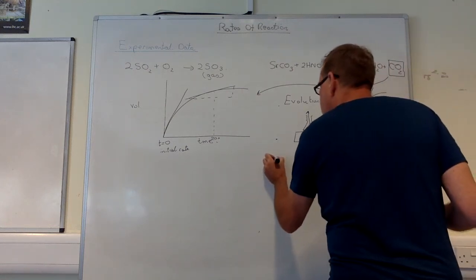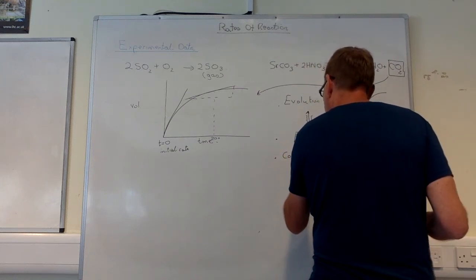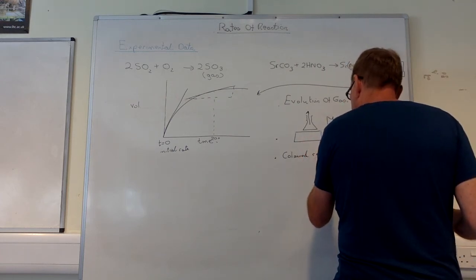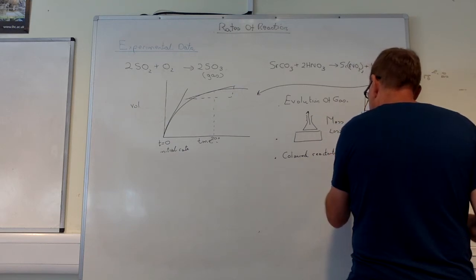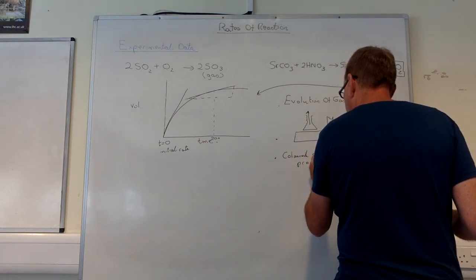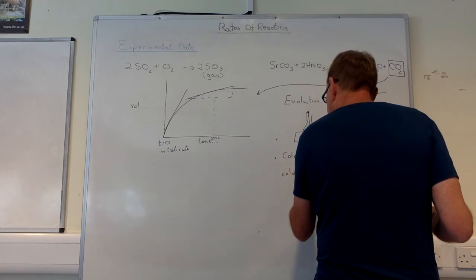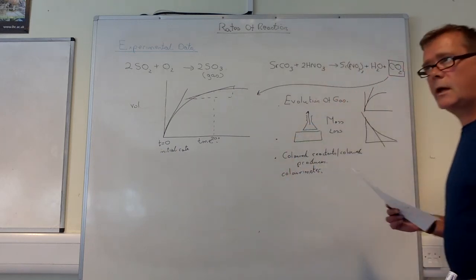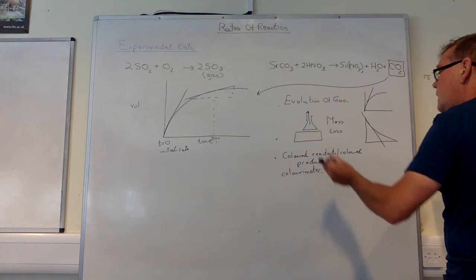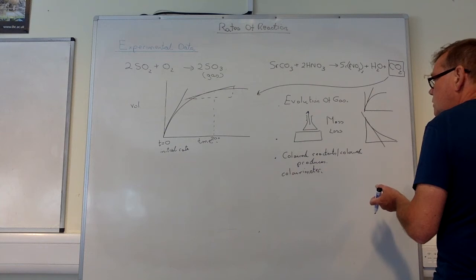But there are others, for example, coloured reactants or coloured products. This is one that's quite popular. If you have a colorimeter which will measure the intensity of that colour, you can use it. Maybe if the reactant is coloured, let's say it's brown, it will get lighter and lighter as that reactant is used up.